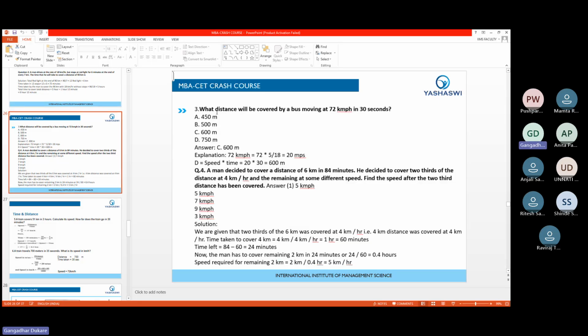The third problem is simple: what distance will be covered by a bus moving at 72 kilometer per hour in 30 seconds? In simple explanation, the speed is given, that is 72 kilometer per hour, and the time is given, that is 30 seconds. We need to calculate the distance. Simply putting in the formula speed equals distance upon time, speed is given, time is given, we need to calculate the distance. Distance equals speed into time, that is 20 into 30, that is 600 meters.